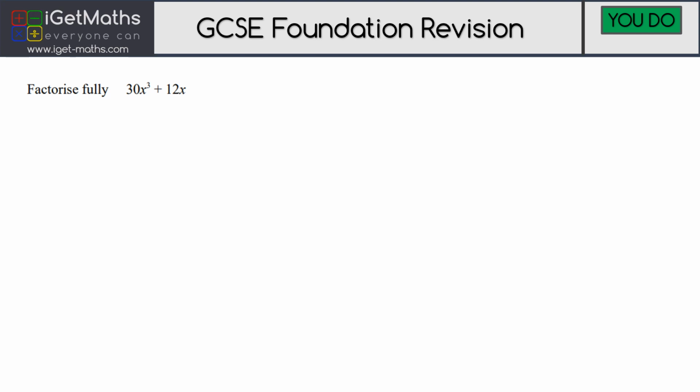Okay, pause the video and have a go at your question. Okay, so it says factorize fully 30x cubed plus 12x. So step 1, find the highest common factor. And we've got 30 and 12. The highest common factor for both of those is 6.